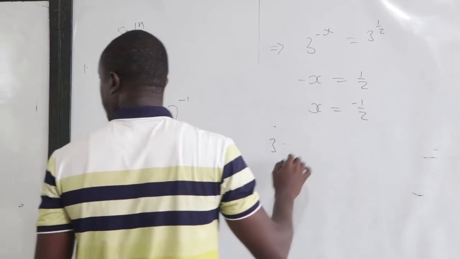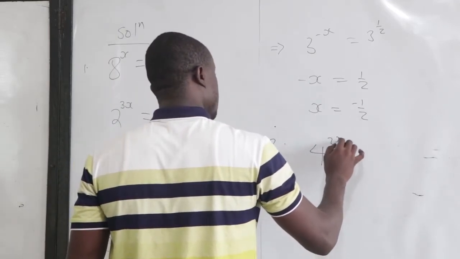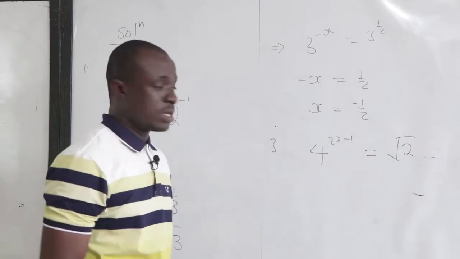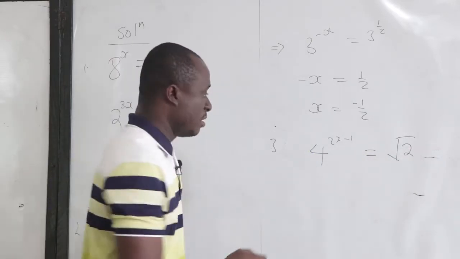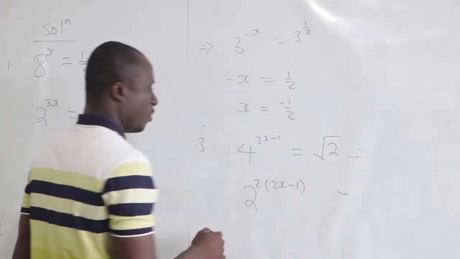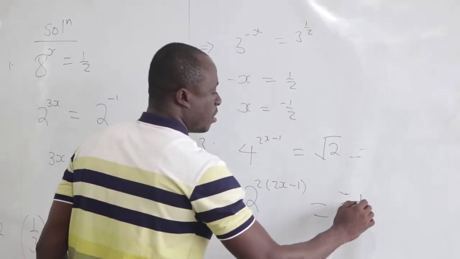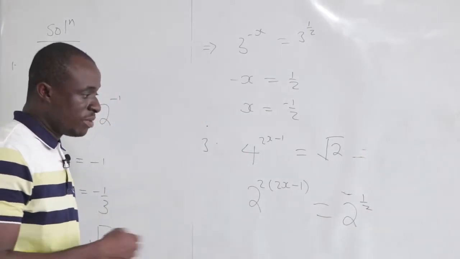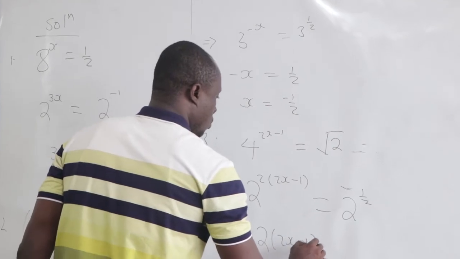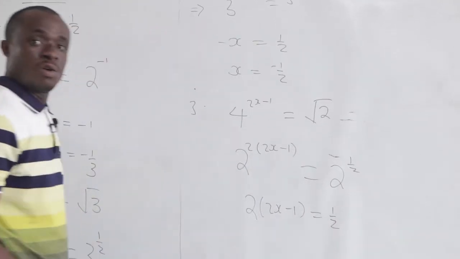Let's see question 3. We have 4 to the power 2x minus 1 equal to root of 2. So then what can we do? We can make the bases the same. Here, 2 to the power 2 is the same as 4. And this is 2 to the power 1 over 2. The bases are the same. What do we do? We equate the exponents. We have 2(2x minus 1) equal to 1 over 2.